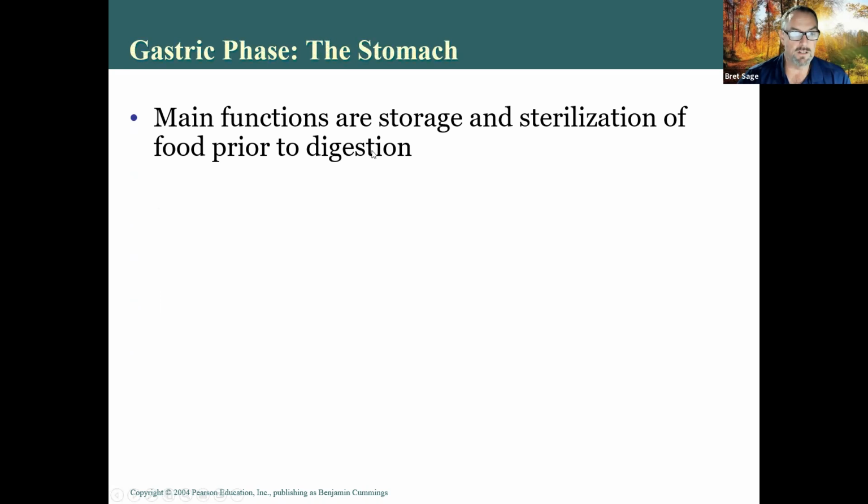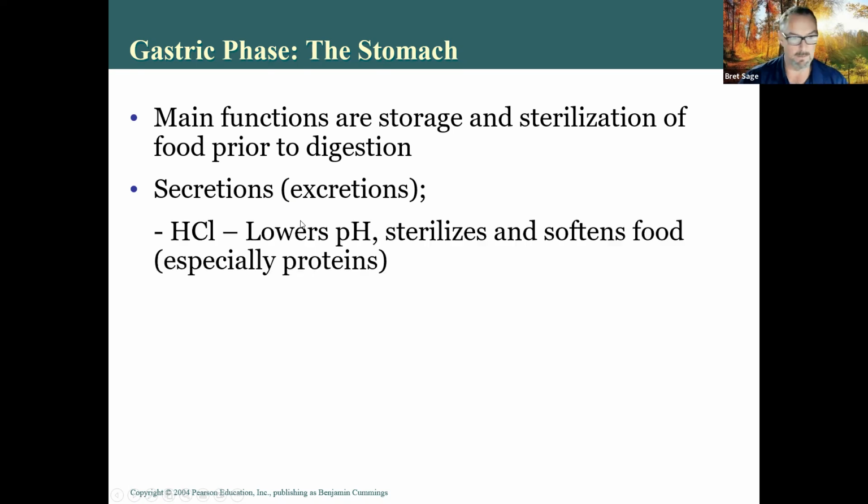All right, the main functions of the stomach are storage and sterilization of food prior to digestion. So not a lot of digestion happens in your stomach, so get it through your mind that the main job of the stomach is to hold the food and sterilize the food and dose a little bit along the day to your small intestine. So what are the secretions? I call them excretions. They're still secretions because they're coming from basically inside your body to the outside. Hydrochloric acid, HCl, lowers the pH, which raises the acidity level. It sterilizes the food and softens it.